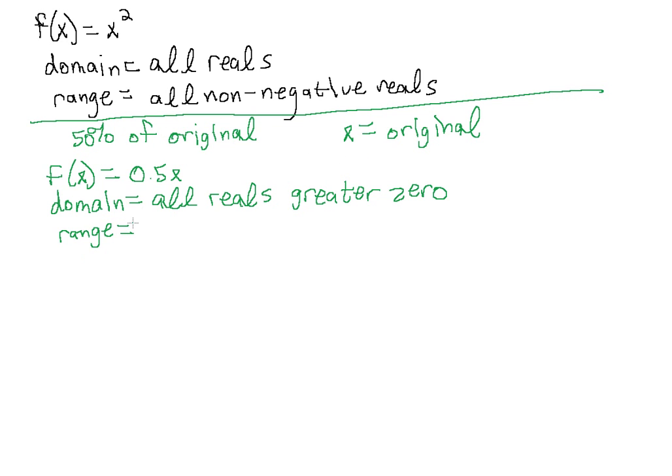Now the range is going to be the actual height that it bounces up to. And that too is going to be the set of all real numbers greater than 0. Because if we drop it from, let's say, a height of 1 foot off the ground, it's not going to bounce up a negative amount of feet. It's just going to bounce up 50% of whatever height that we dropped it from.